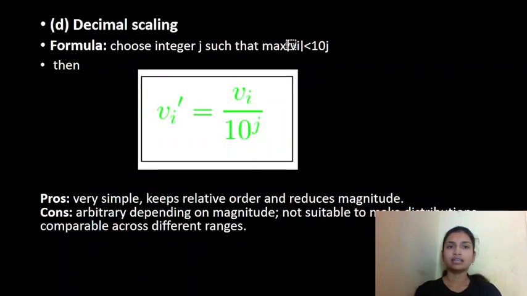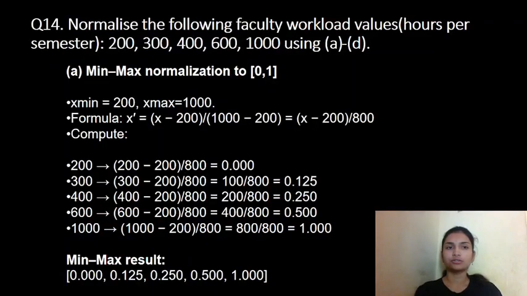D. Decimal scaling. Here is the formula for decimal scaling: choose integer j such that max |x| is less than 10^j. Pros: very simple, keeps relative order and reduces magnitude. Its cons: arbitrary depending on magnitude, not suitable to make distributions comparable across different ranges.